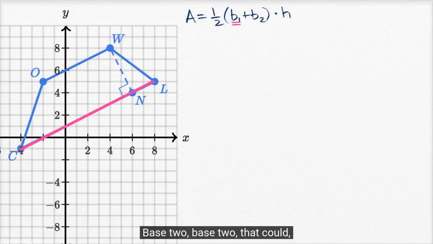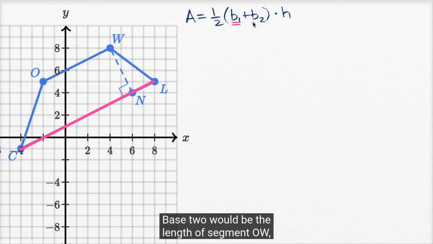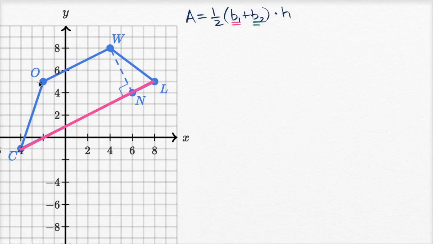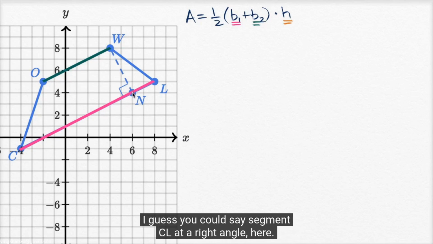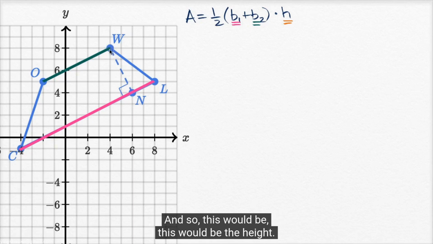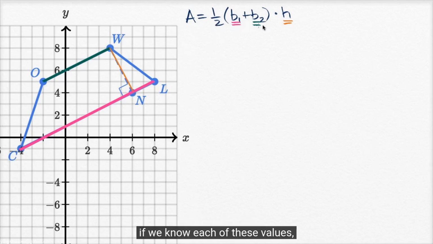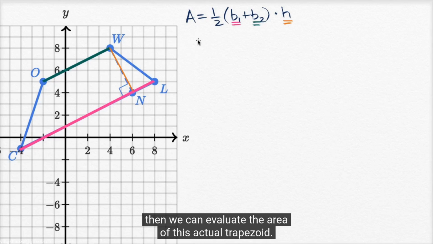Base 2, let me do that in a different color. Base 2 would be the length of segment OW, right over there. And then our height, H, well, that would just be an altitude. And they did one in a dotted line here. Notice it intersects base 1, I guess you could say segment CL, at a right angle here. And so this would be the height. So if we know each of these values, which are the lengths of these segments, then we can evaluate the area of this actual trapezoid.